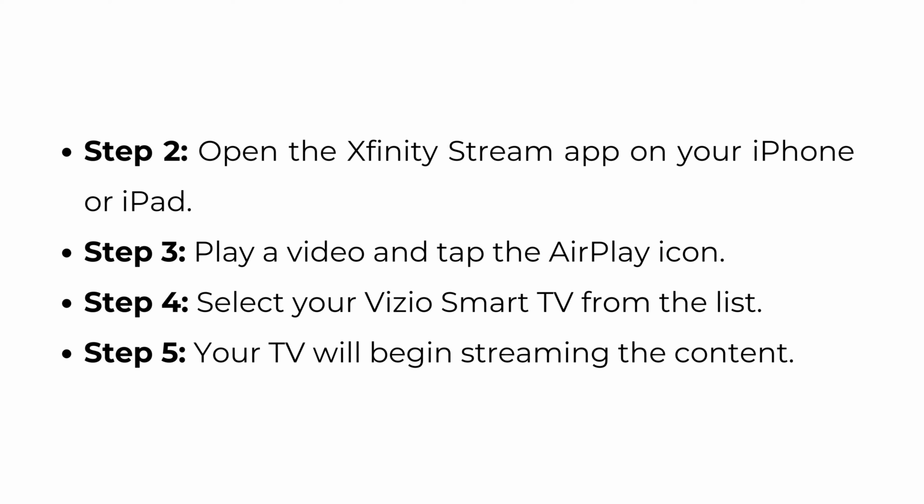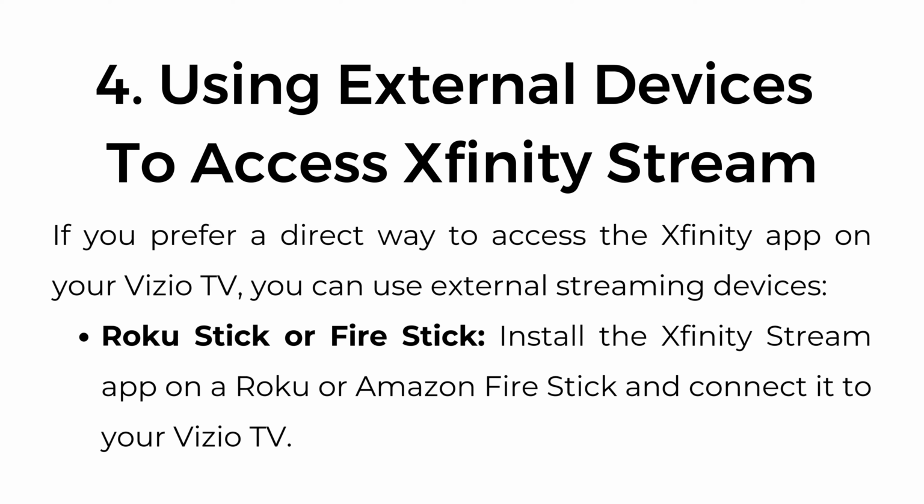Step 3. Play a video and tap the AirPlay icon. Step 4. Select your Vizio Smart TV from the list. Step 5. Your TV will begin streaming the content. 4. Using external devices to access Xfinity Stream.